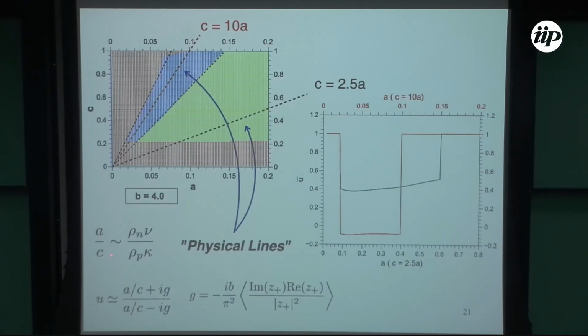A over C constant depends on physical parameters. It's associated to these lines, which you call physical lines, just because when you do an experiment, you're not exploring all the phase diagram or the chart, but you are going along one of these dashed lines. If you change the heat flux, you walk along these dashed lines. So this is why they are called physical lines.